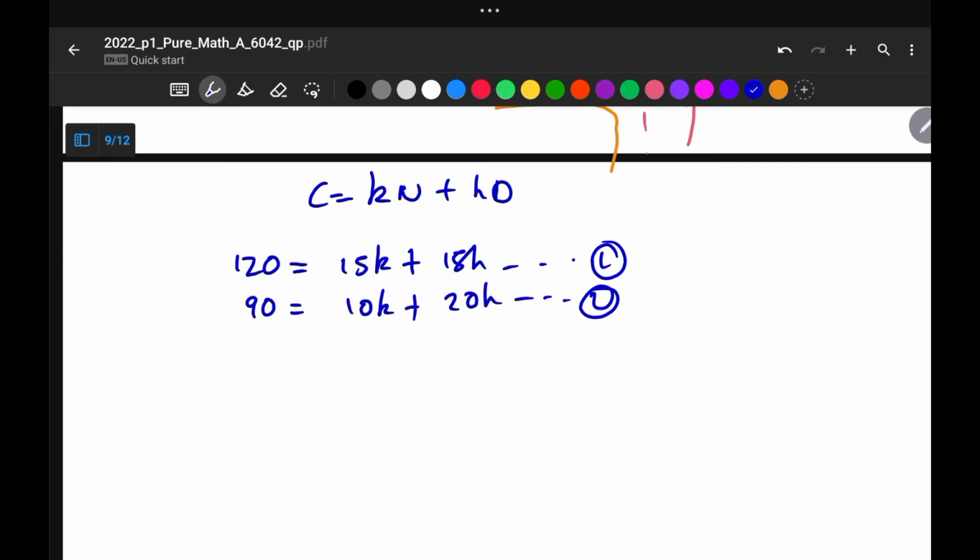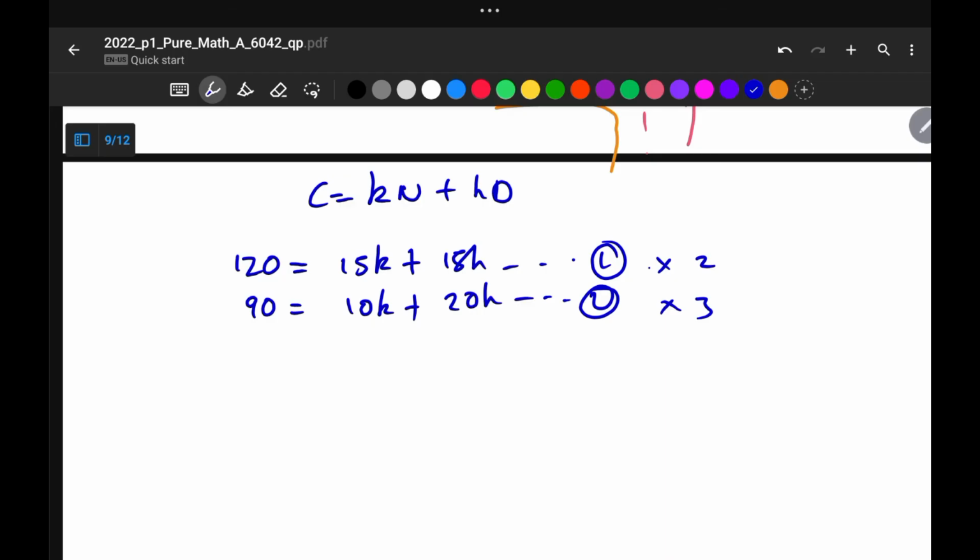So here we now have simultaneous equations, and for us to calculate the value of K and the value of H, we are going to use either the method of elimination or the method of substitution. Okay, so in this case we can simply use the method of elimination, because if we multiply the first equation by 2, we are going to get 30K, and if we also multiply the second equation by 3, we are going to get 30K. So we can simply subtract the first equation from the second equation and we can eliminate K. So let us multiply the first equation by 2 and the second equation by 3.